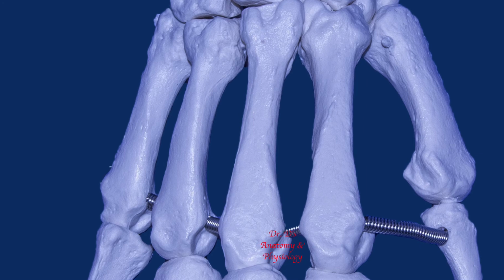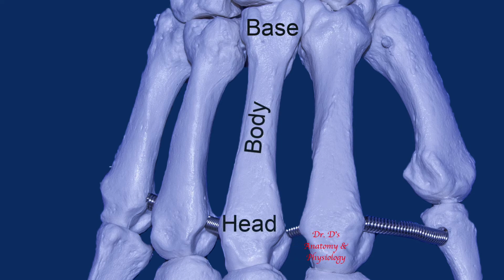Concentrating on metacarpal Roman numeral 3, the proximal end of the bone is called the base, the shaft is called the body, and the distal end is called the head. This basic terminology applies to all the metacarpals and the phalanges.